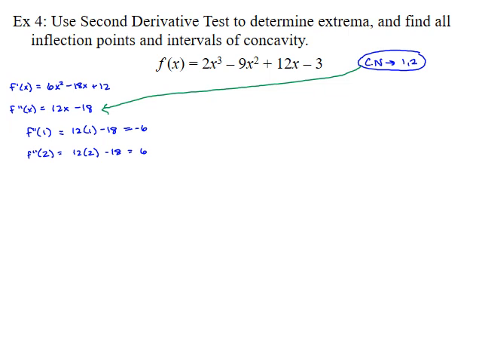The numbers don't really matter. The important thing to note is that negative 6 is less than 0, and positive 6 is greater than 0.